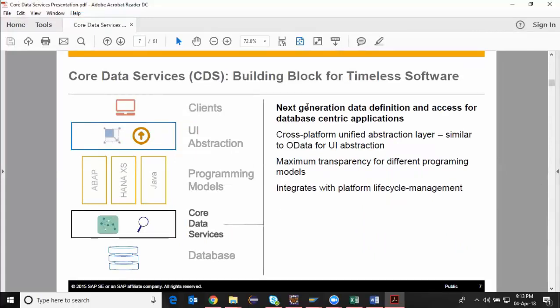So this is the building block for core data services. You see that? Your database is HANA, and my core data service is going to exist there. All my views are going to exist here. And then my application layer, which could be ABAP, which in case of ABAP is S4 HANA. If it is XS, it is going to be native HANA. Yeah, core data services for native HANA. And then the UI abstraction is your OData service, and then the clients are your UI5 or Fiori and UI5.